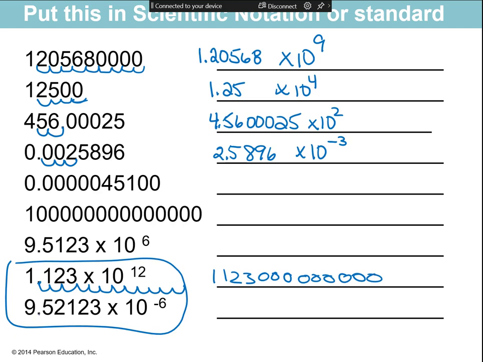What about that one? Which way is it going to go? To the left. How many? 6. Okay, so I'm going to end up with 0.00000123 and so on. The decimal place would go 6 places to the left because it's a negative exponent.